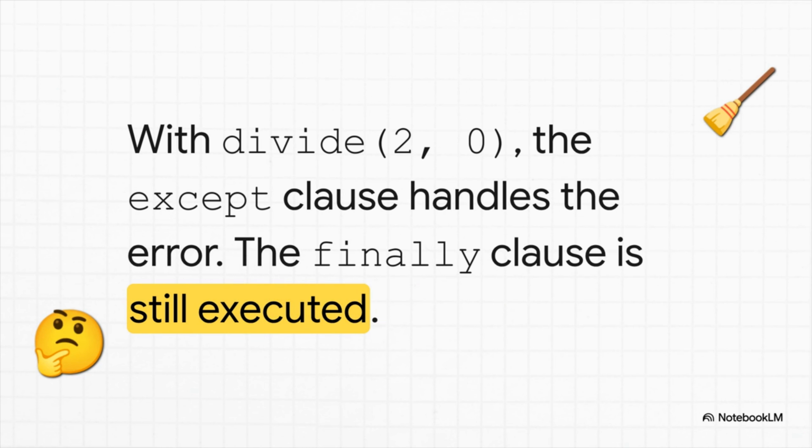Here, we try to divide by 0, which causes an error. Our except block catches it and prints a helpful message. But here's the key thing. The finally clause still runs. Even when we catch an error, the cleanup is guaranteed to happen.